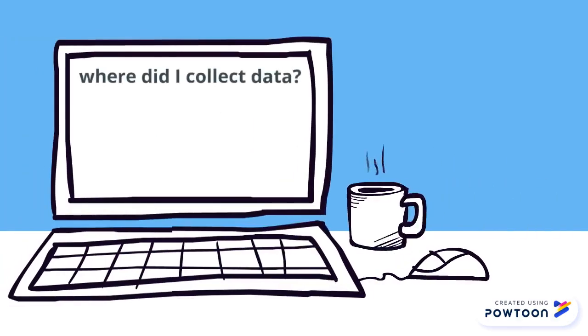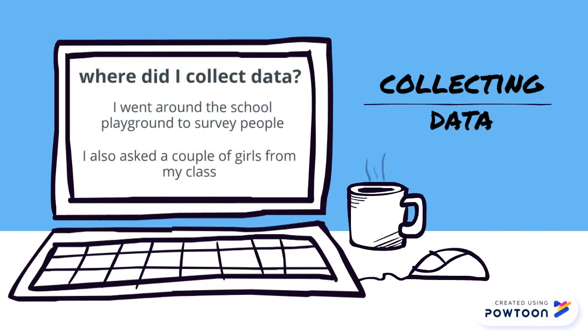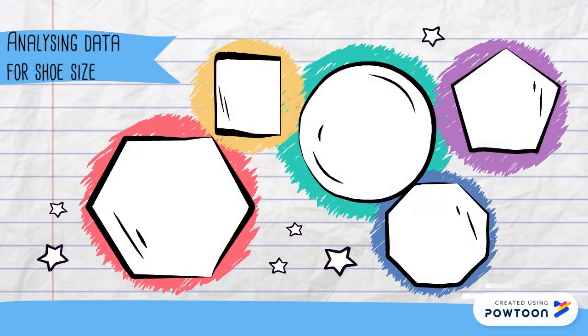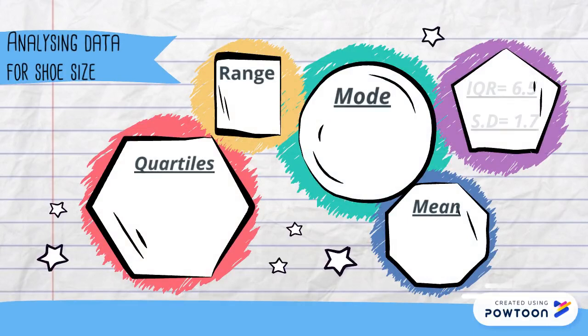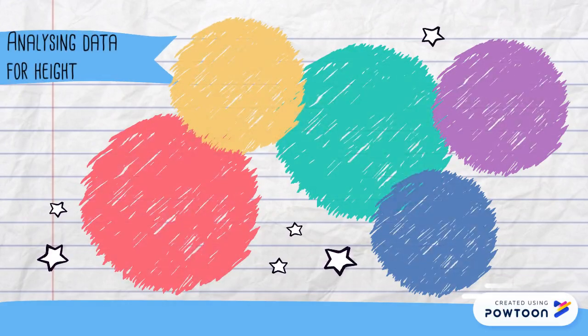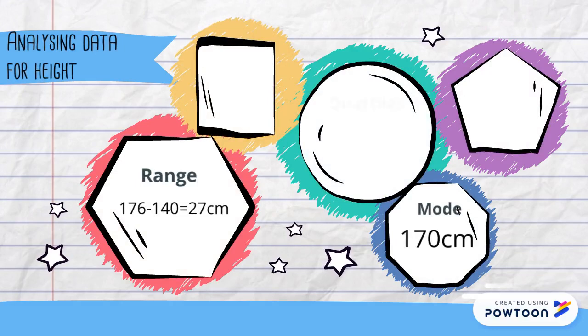After I knew who I wanted to collect data from, I went around surveying people, mainly from the school playground and a couple of girls from my classroom. After collecting the data for the shoe size, I analyzed it and worked out the quartiles, the range, the mode, the mean, interquartiles, and standard deviation. I then repeated the same steps for the height.